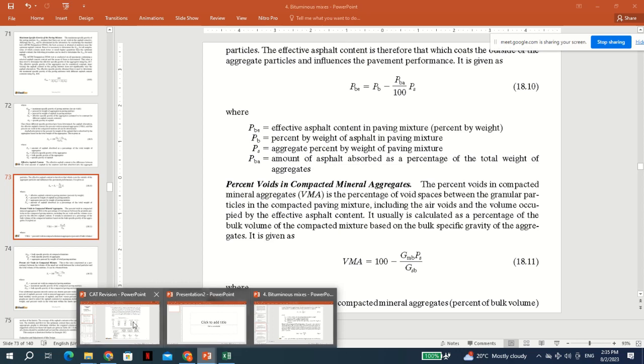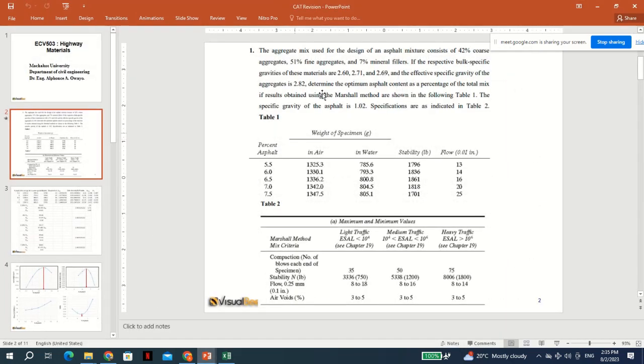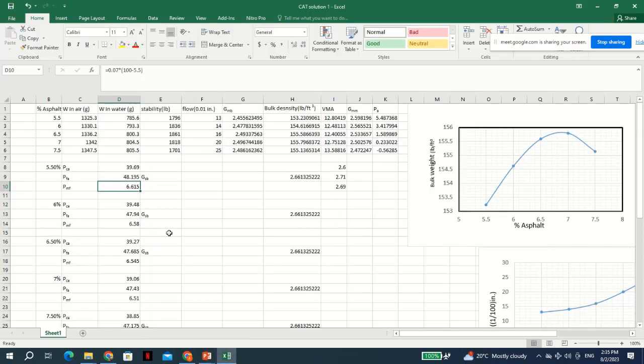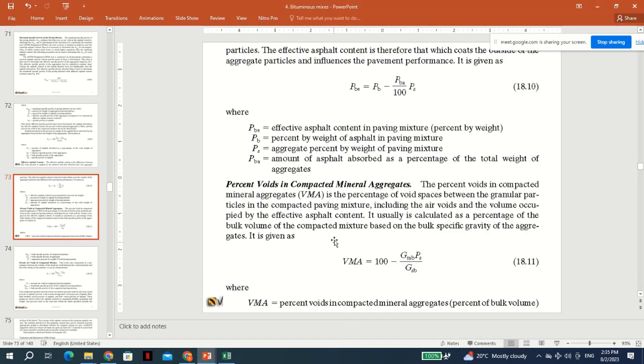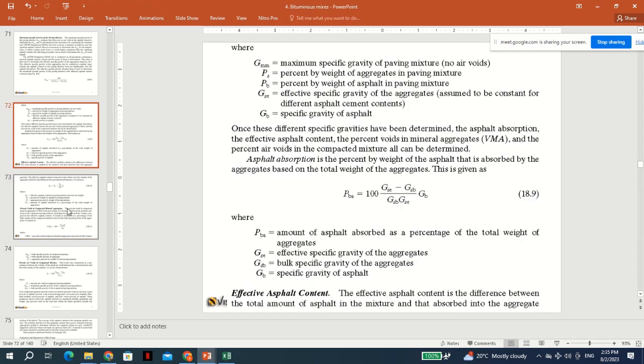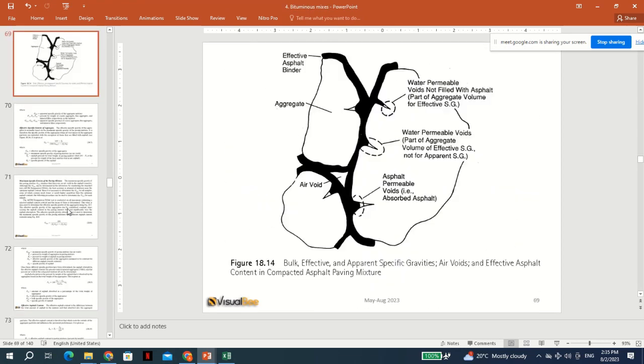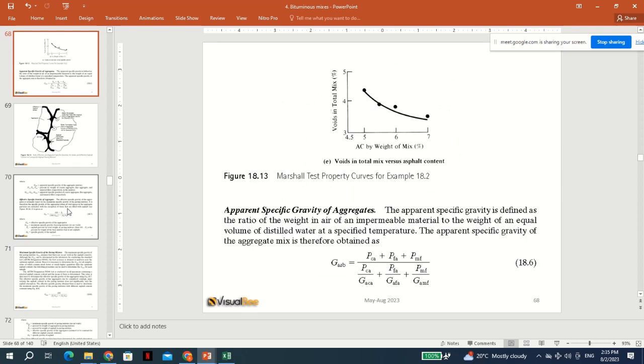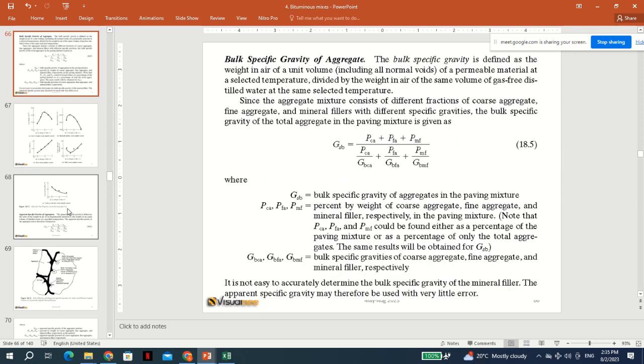So here, where is that? Here, 42, 51, and 7. So that's what you do. Once you find the difference, then you multiply. Then the GSB can be calculated. These formulas you need to remember. So this is how to calculate the GSB.